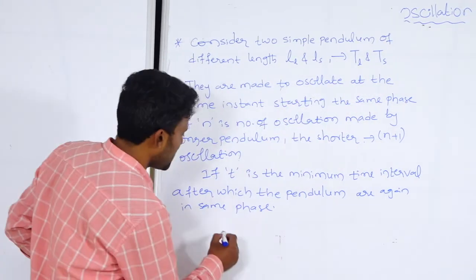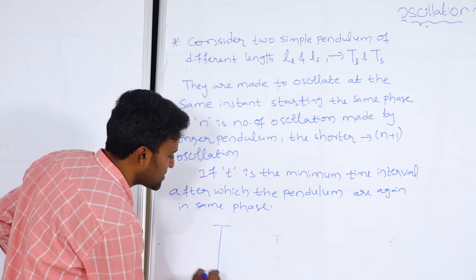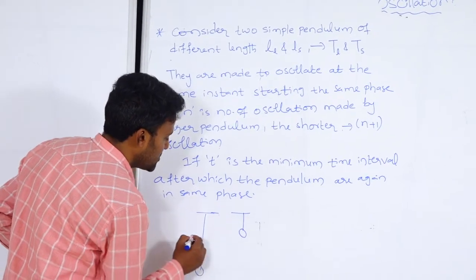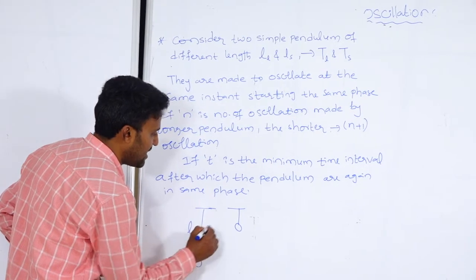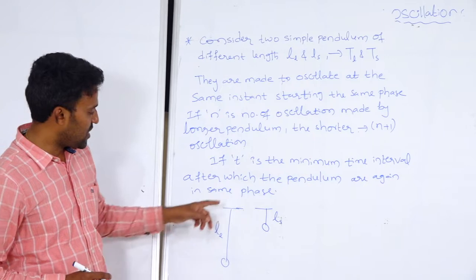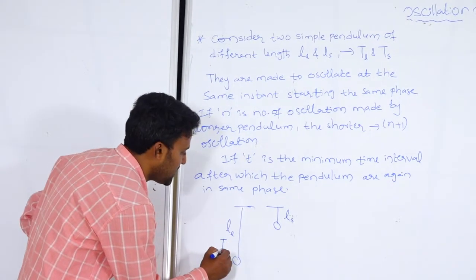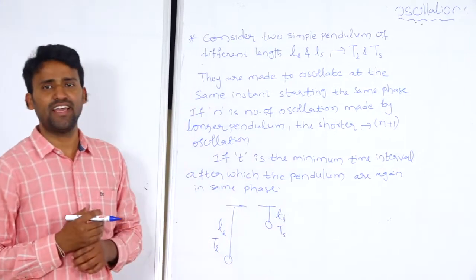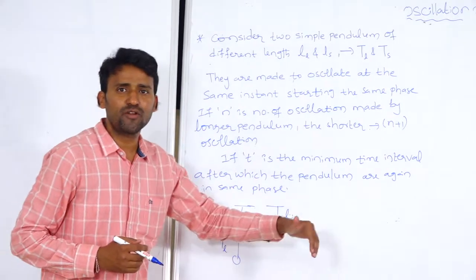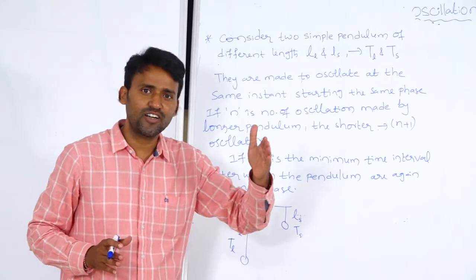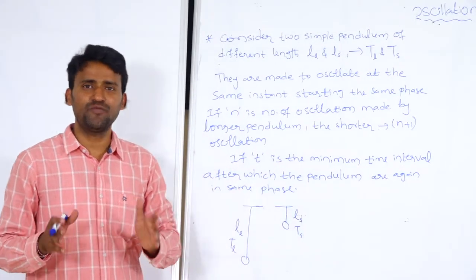For your understanding, I draw the diagrams. One is the longer pendulum and one is the shorter pendulum. The longer pendulum length is LL, and the shorter pendulum length is LS. For the longer pendulum the time period is TL, and for the shorter pendulum the time period is TS. Now both are started from the same phase. These two pendulums start oscillating with the same phase.